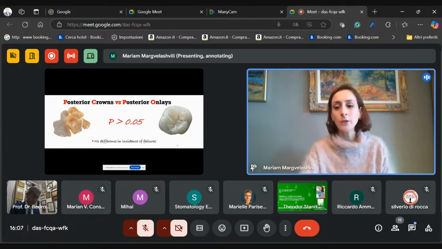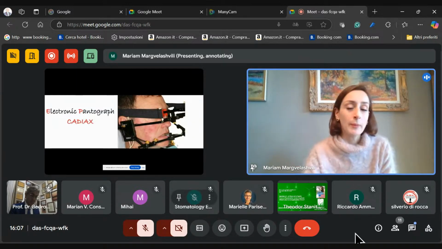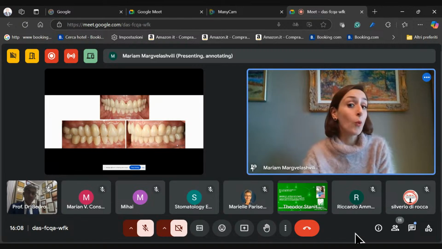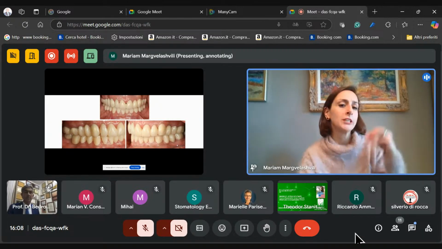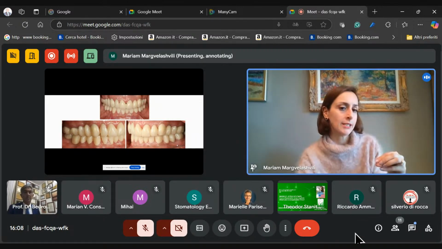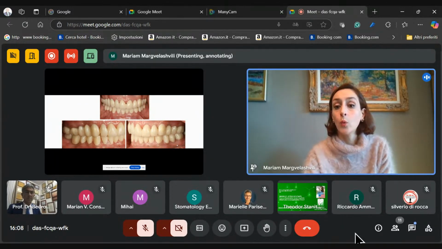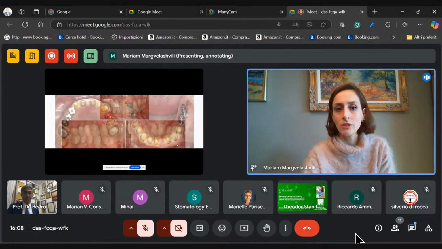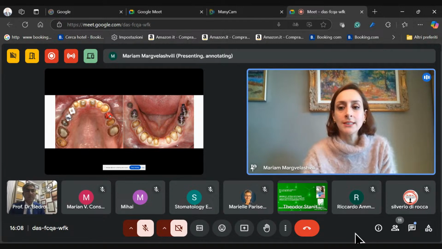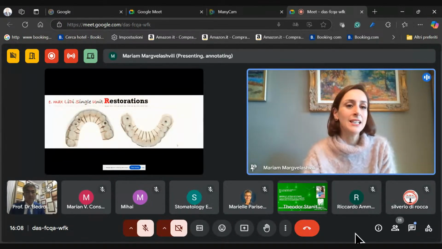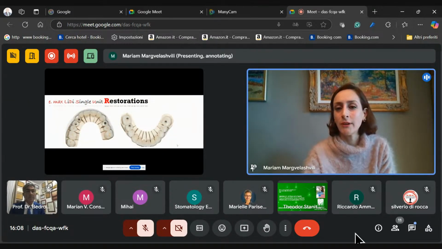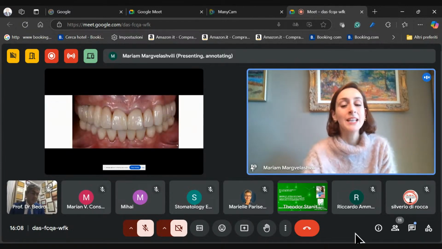Again, no difference between posterior crowns and posterior onlays. We took the CADIX electronic pantograph for this patient before he was provisionalized, so that all the diagnostics was done with accounting for posterior determinants of occlusion. This is the patient with provisionals at re-established vertical dimension, day of final impressions, and Emax lithium disilicate single unit restoration supported by teeth or implants.